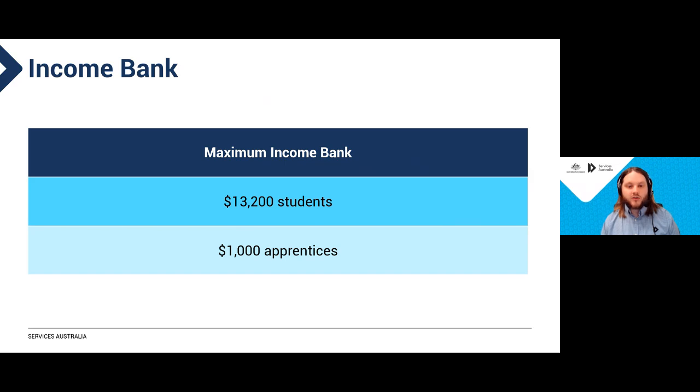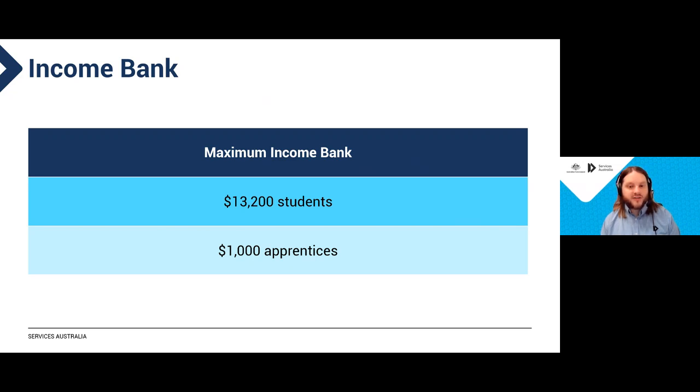When income earned during the fortnight is less than the income test threshold, the difference is then held as a credit. That credit can then be used to offset any income that they earn later on. For example, students often work more during holidays or vacation breaks. The maximum income bank balance that can be accumulated for a full-time student is 13,200 credits.